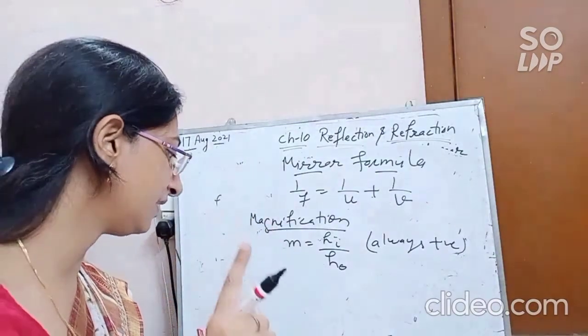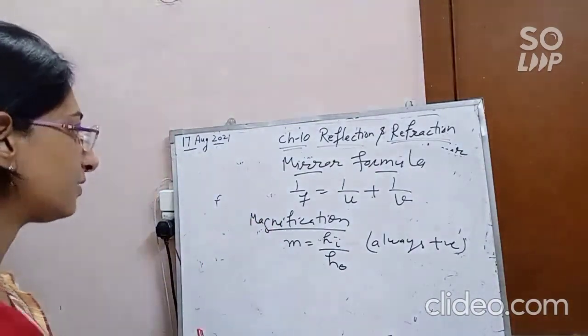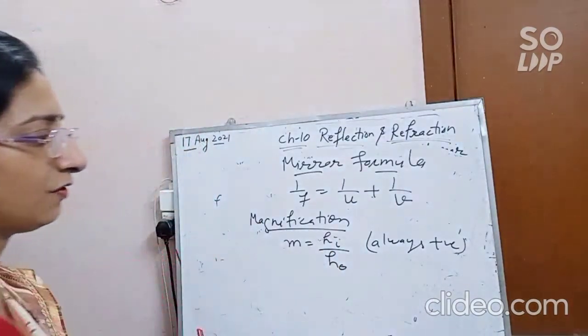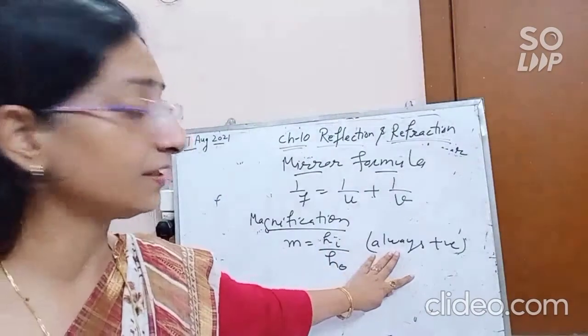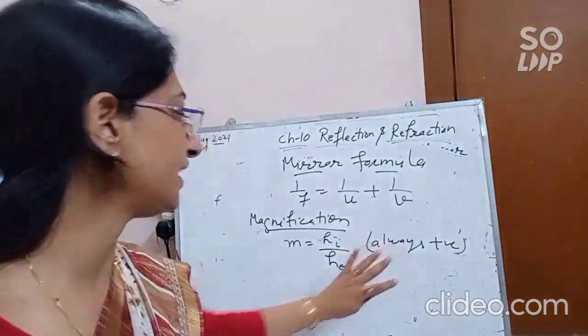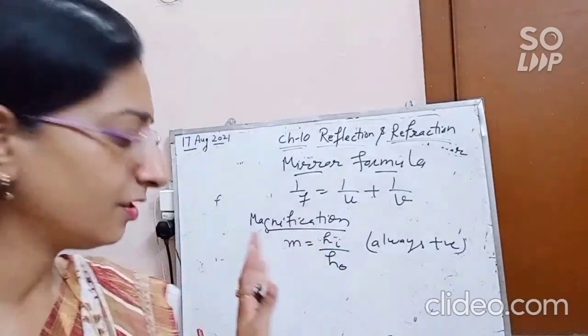Remember these points. Magnification is HI upon HO, the height of the image upon the height of the object. It is positive for virtual images and negative for real images.